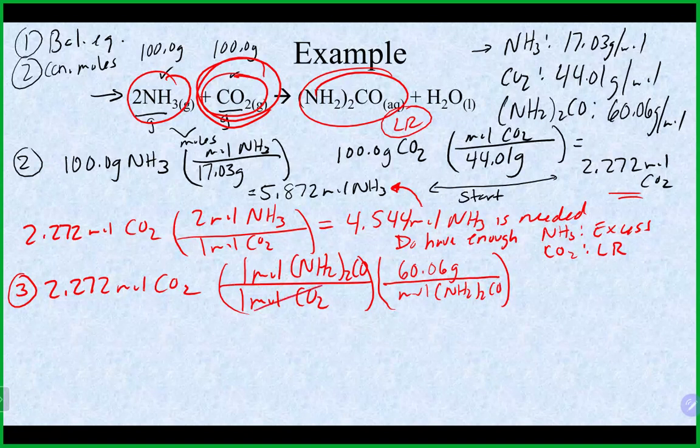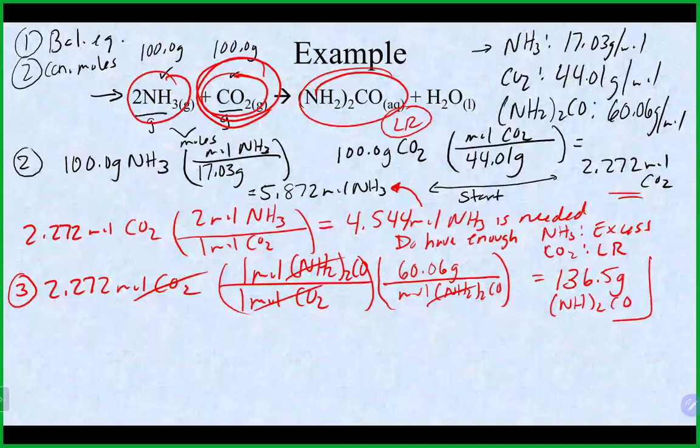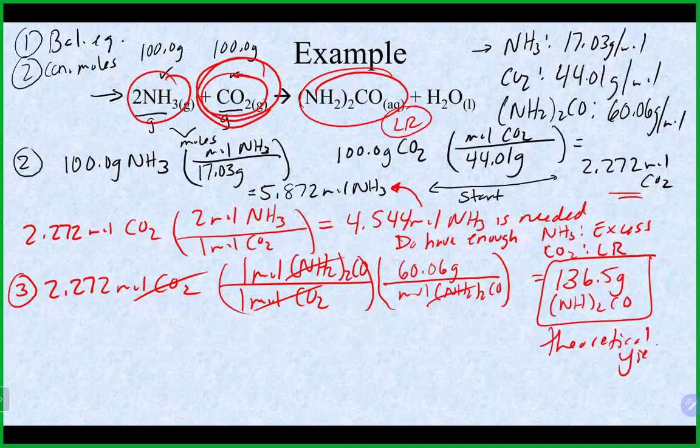The moles are going to cancel, going to leave me grams. That will tell me 2.272 times 60.06 will give me about 136.5 grams of my product. And that would be my theoretical yield. First off, any questions on the theoretical yield? Once again, same 4 steps. Step number 3, step number 4 there.